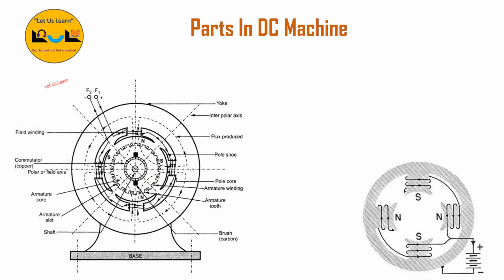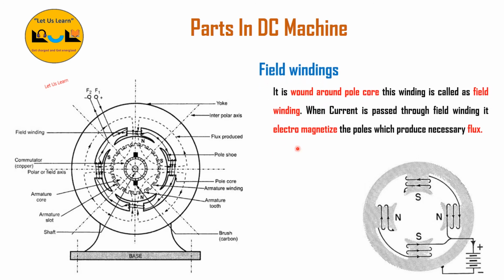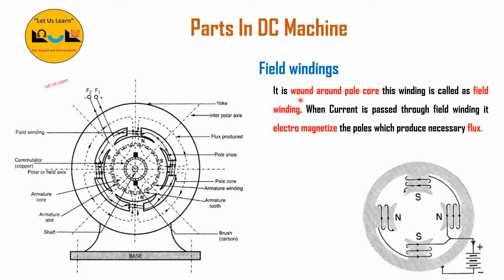Following this, now we are going to discuss the field winding. It is wound around the pole core. The winding which is wound on the pole core is called the field winding. It is named F1 and F2. When current is passed through the field winding, it acts as an electromagnet, and the pole produces the necessary flux.